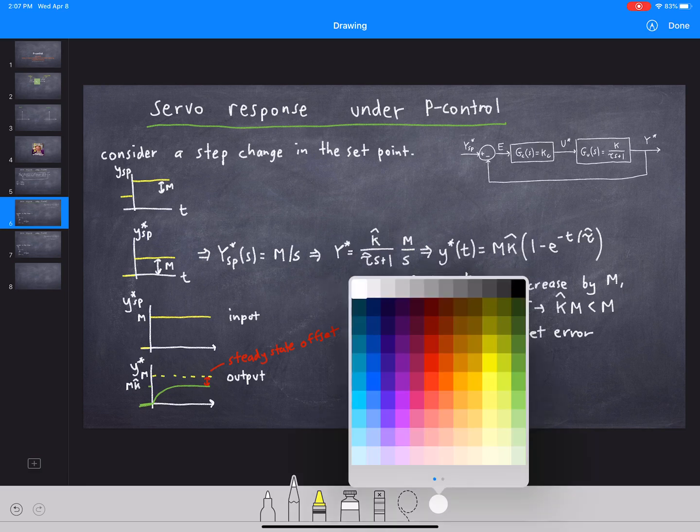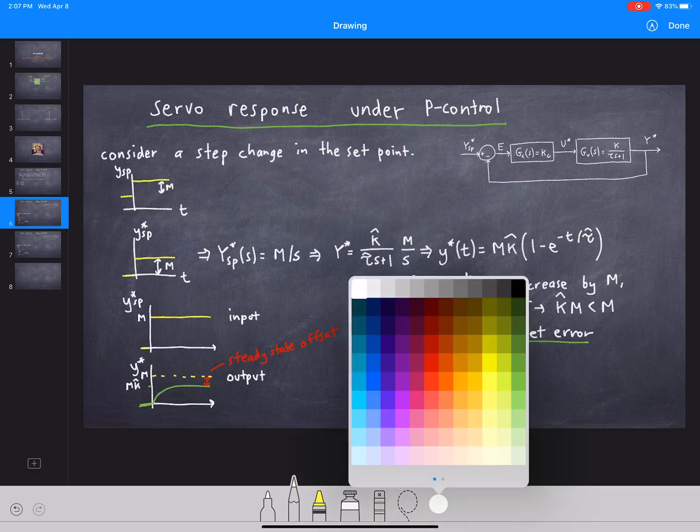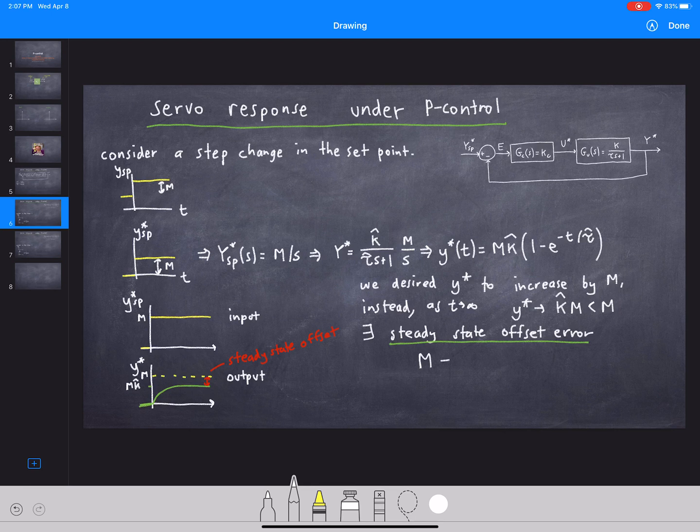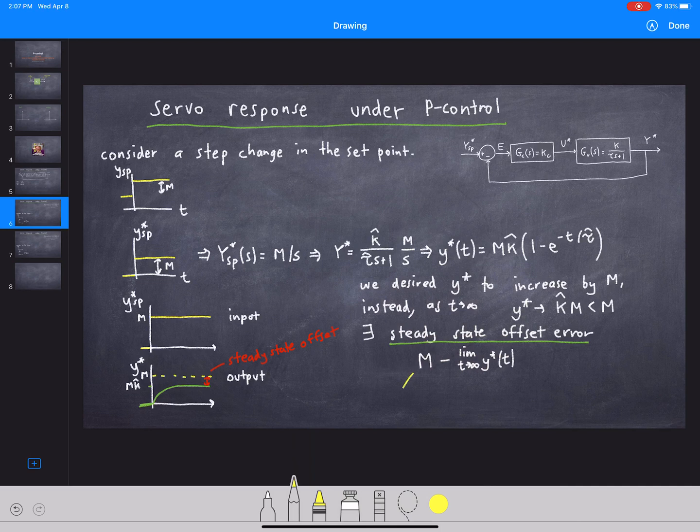And let me define what steady state offset error is. So steady state offset error is, and we have to get the sign right here, what we want y to be, which is m, minus the limit as t goes to infinity of y star. So this here is what we want y to be. This is important for your quiz. This is what we desire y star to be. And this is what it actually is.